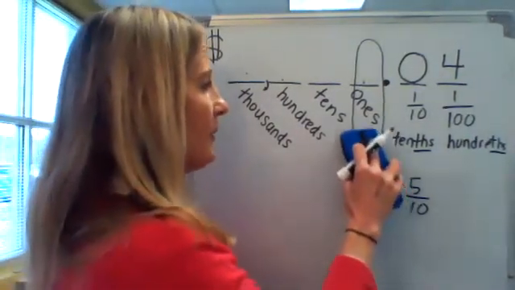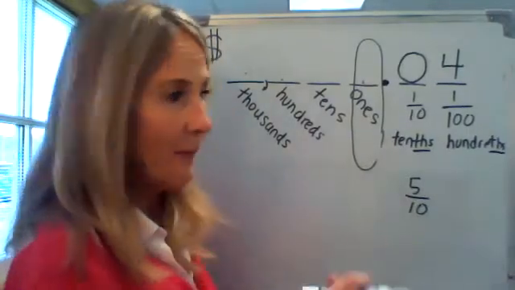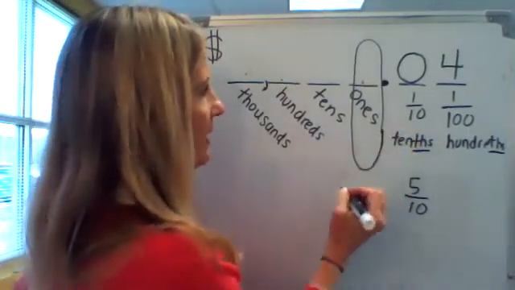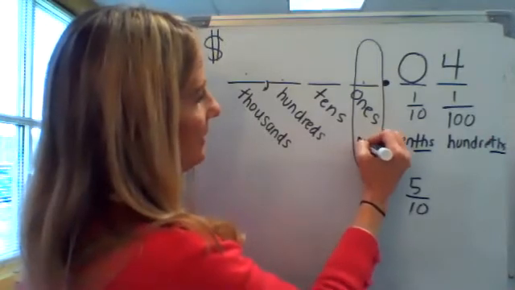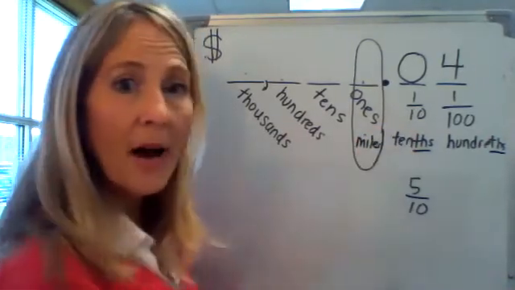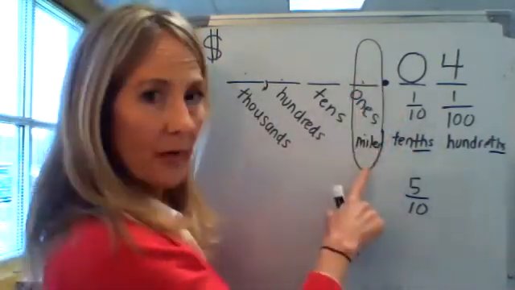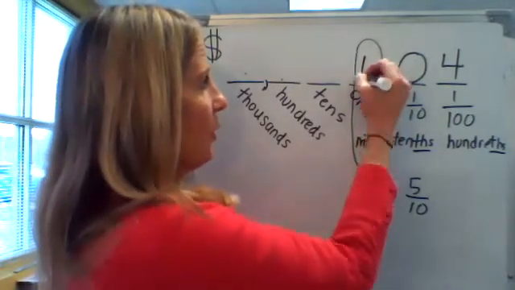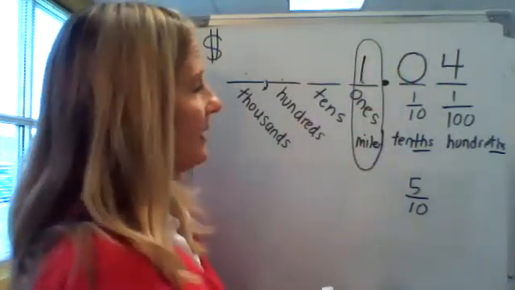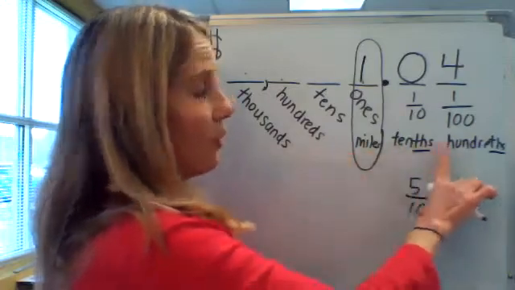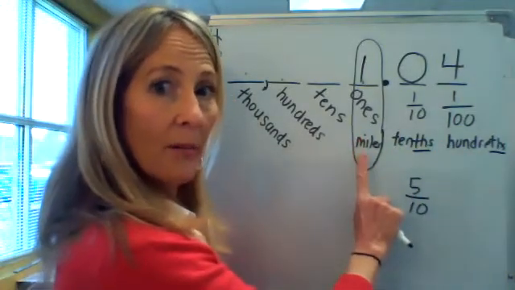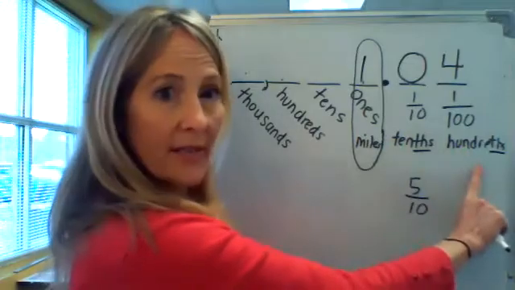Well, now the units that we work with don't always have to be money, of course. It could be, let's go ahead and work with some miles. So the unit we're working with is miles. So this would be 1 mile, right? So if I was going to read this whole amount, I would read 1 mile and 4/10.